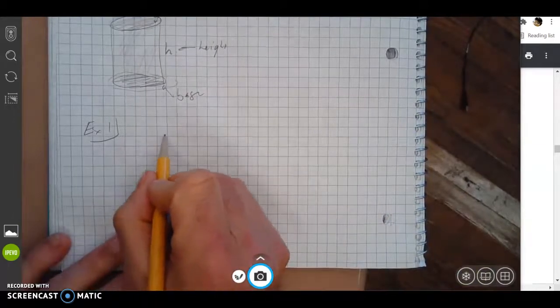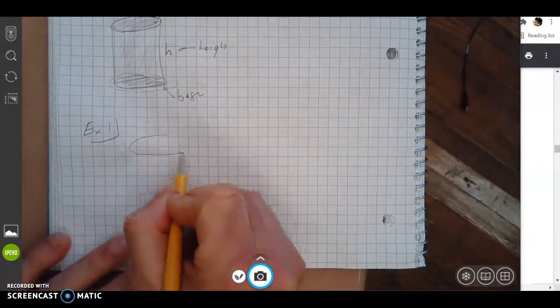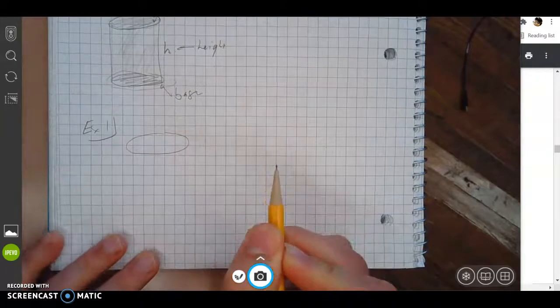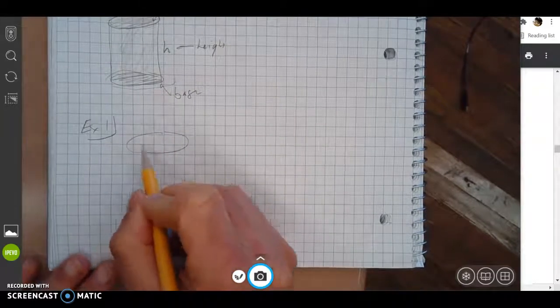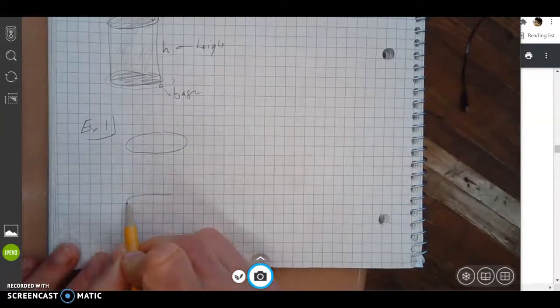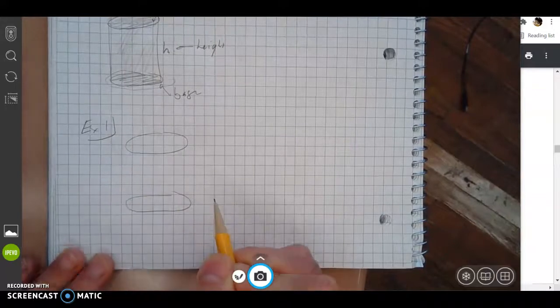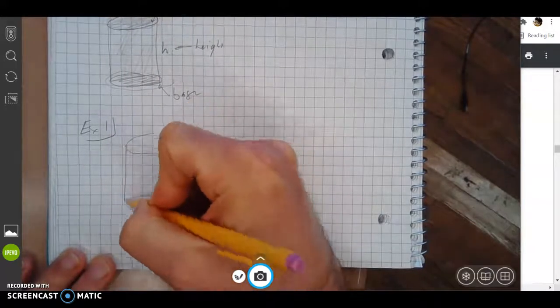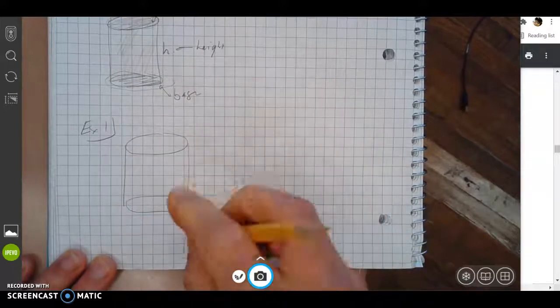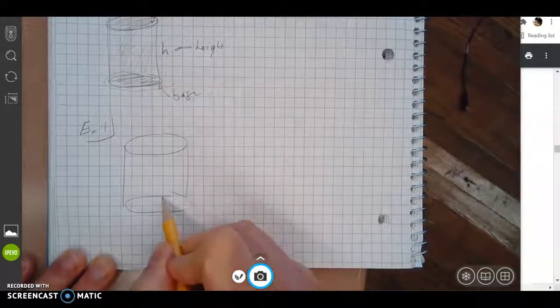Let's try this one. Okay, so this is how I draw a cylinder. So I draw an oval, even though it's supposed to be a circle. But this is how you make a 3D. And then you draw a congruent oval like this. So about the same oval. Then you just connect the two sides. Yeah, it's not perfect, but yeah, you get the idea, right?